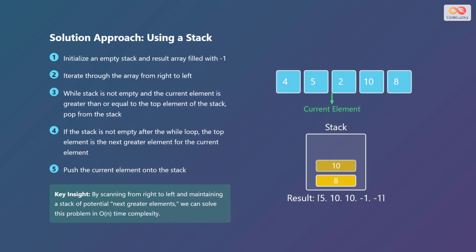Here's how we can solve the next greater element problem using a stack. First, initialize an empty stack and a result array filled with -1s. Then, iterate through the array from right to left. While the stack is not empty and the current element is greater than or equal to the top element of the stack, pop elements from the stack. If the stack is not empty after the while loop, the top element of the stack is the next greater element for the current element. Finally, push the current element onto the stack.